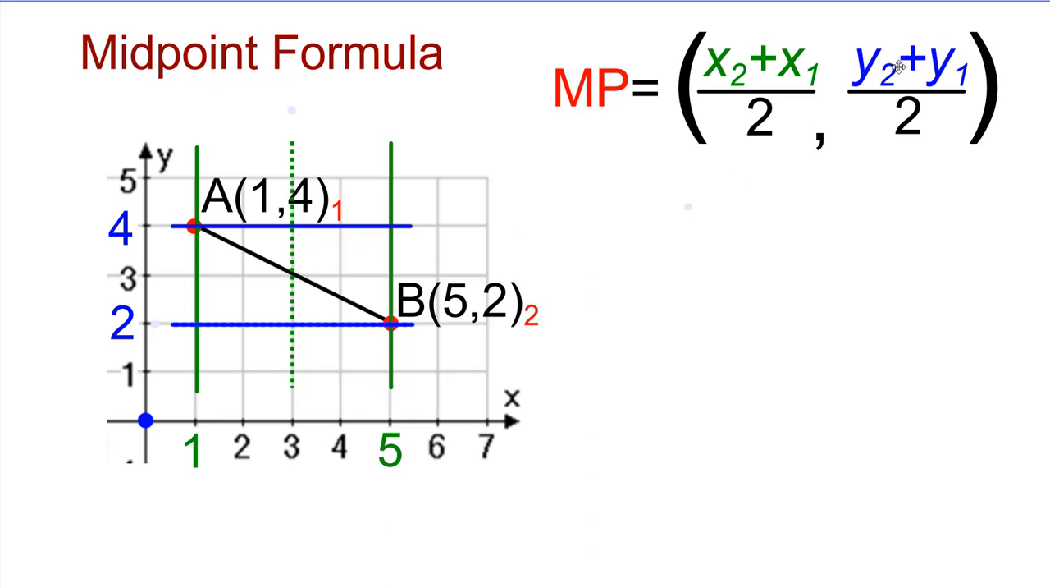All right, then if we do the average of the y's, if I'm going from a range of 2 to 4, halfway between 2 and 4 is obviously going to be 3, right?